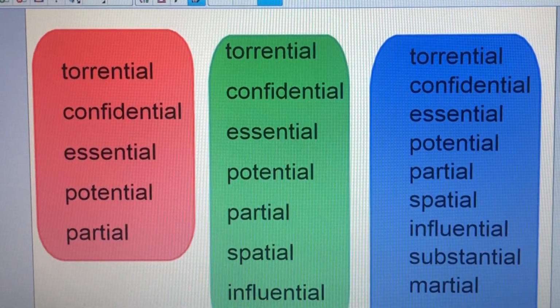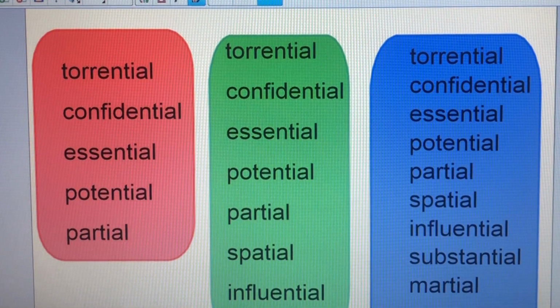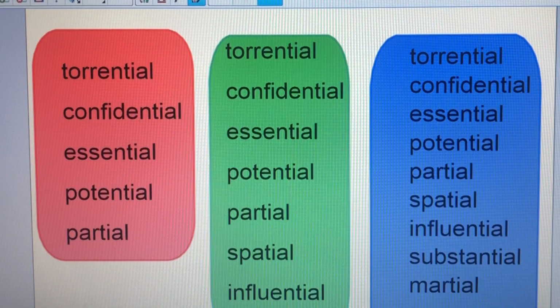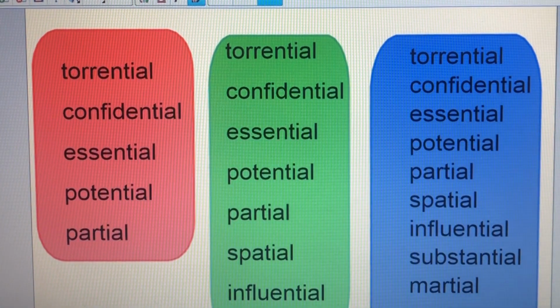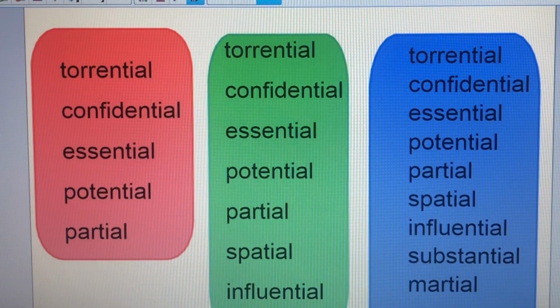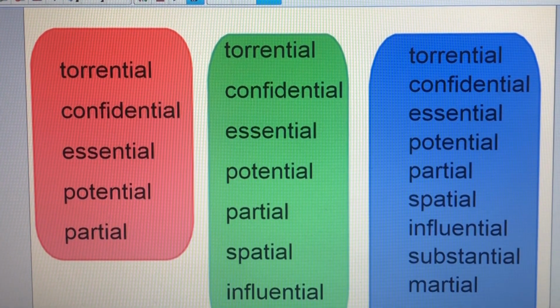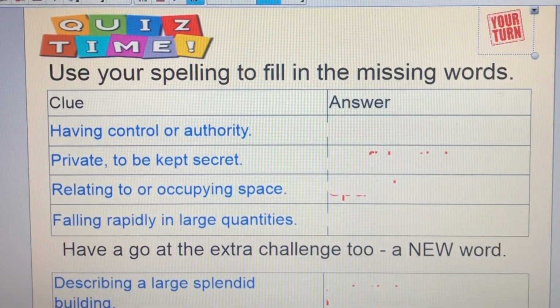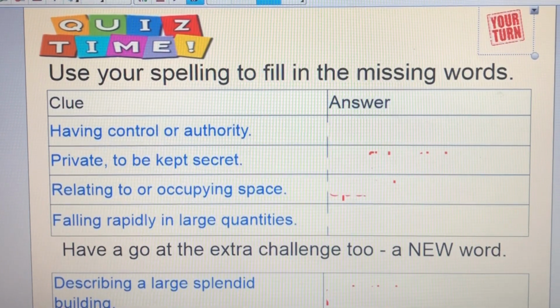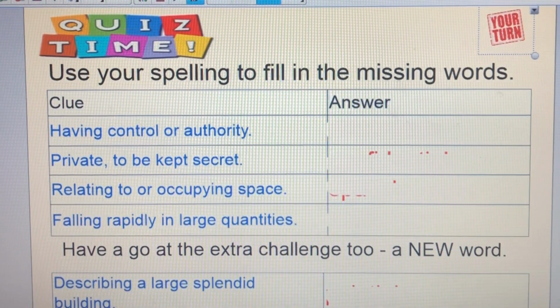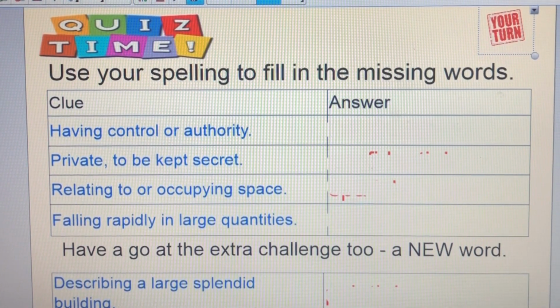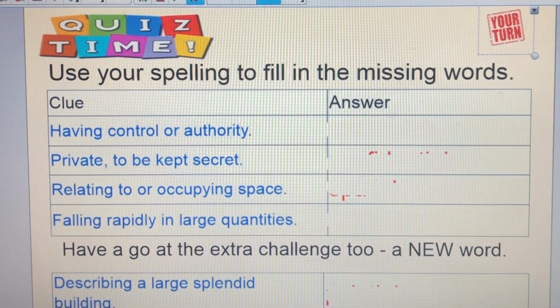Right, take a look at your word list for the rest of the week. Torrential, confidential, essential, potential, partial, spatial, influential, substantial and martial. Bearing in mind that our learning objective was to spell the shul sound ending after a consonant. Right, quiz time. Some of you might know the meanings of some of our spelling words this week, some of you might not, but we can all have a go anyway. So I'm going to read out the clues, which are on the left. And while I'm reading out the clues, I want you to write down a word as your answer, which will be a word ending in the shul sound, ending in the tial, shul sound.